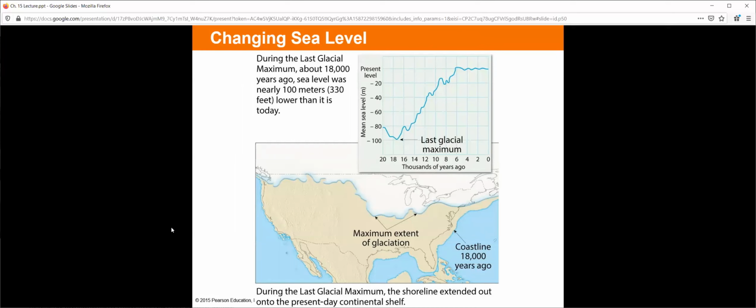As shown here, during the last glacial maximum, about 18,000 years ago, sea level was nearly 100 meters lower than it is today. Since so much of the water was soaked up in glaciers, you can see the outline of the U.S. and Mexico, and Canada, I guess technically, was much larger. The coastline was huge. Florida was a lot bigger, right? The Northeast carried on a lot further because, again, so much of that ocean water was sucked up into the glaciers.